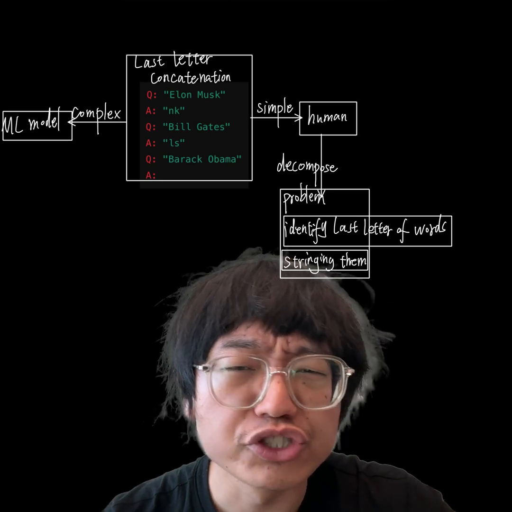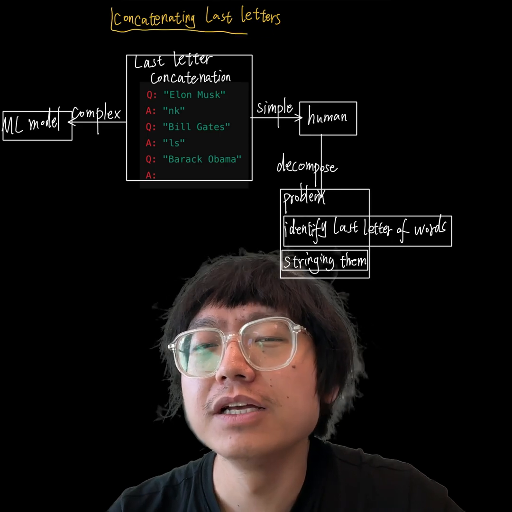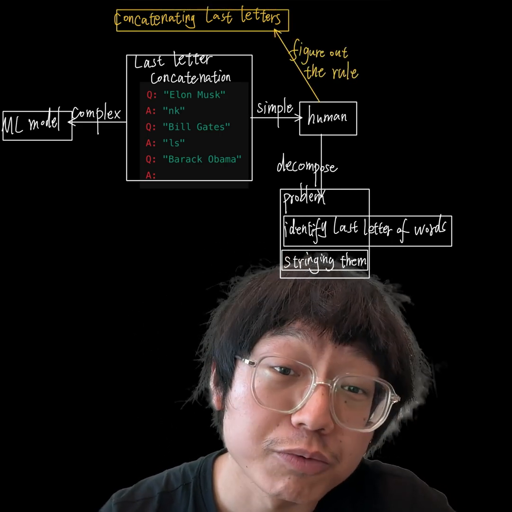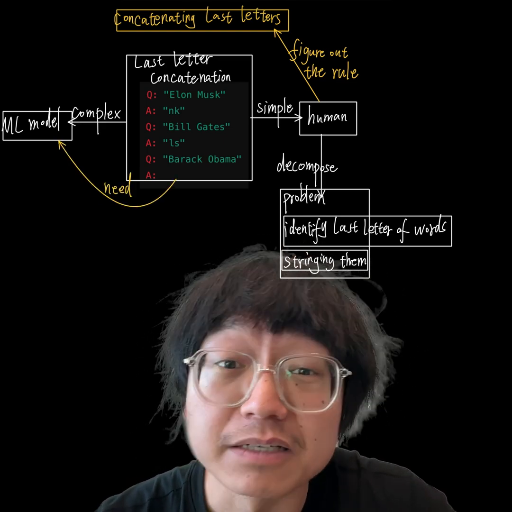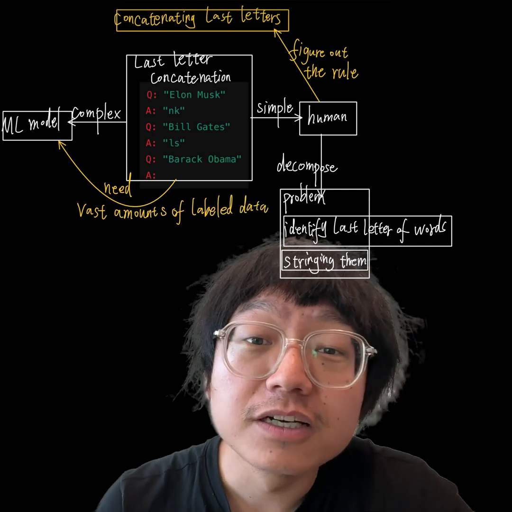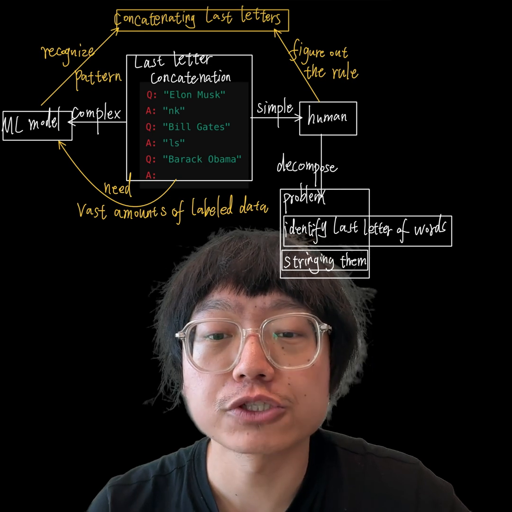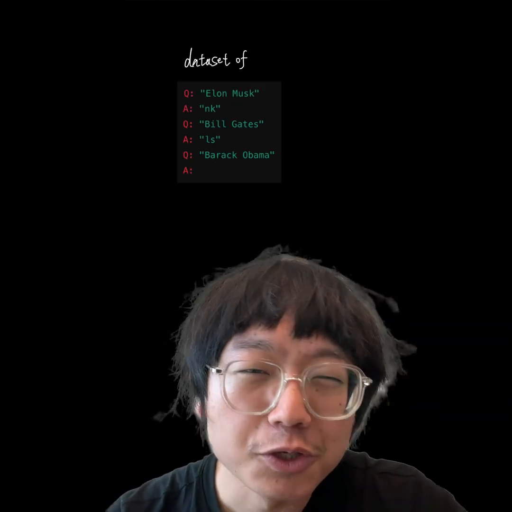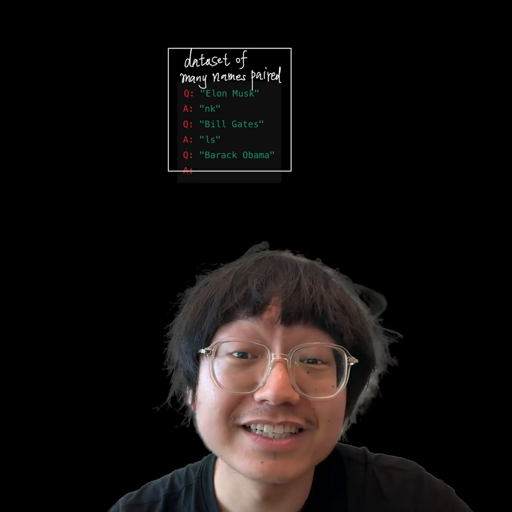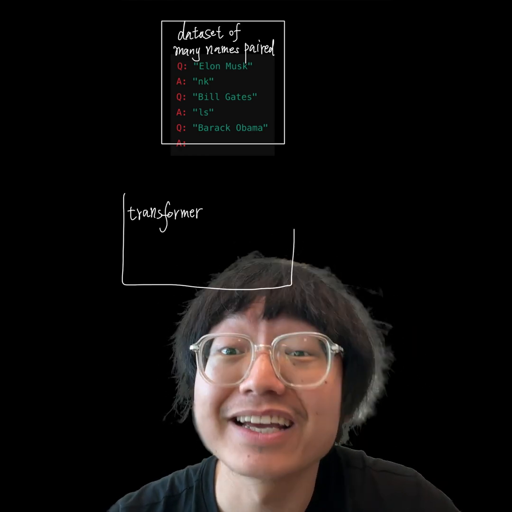Such models generally require a large number of labeled examples to perform well. This is because most machine learning models, especially deep learning models, operate on patterns in the data and must learn those patterns from examples. So let's consider the machine learning process as if we are training a model from scratch. For a machine learning model to handle the last-letter concatenation task, it would first need a dataset of many names paired with the correct last-letter concatenations.